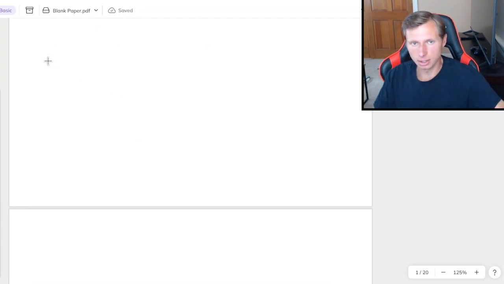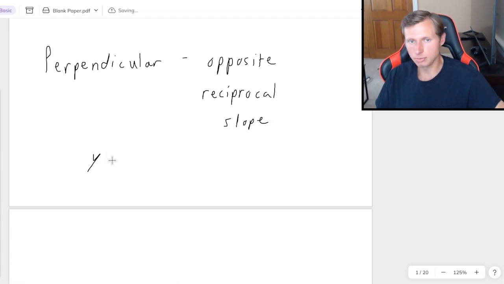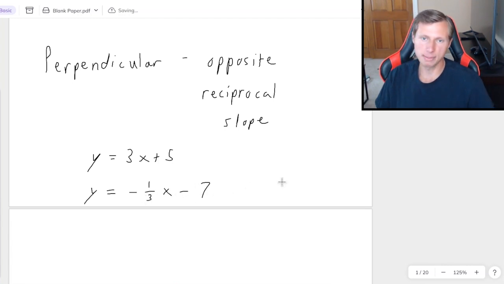Now for perpendicular. Perpendicular's a little bit harder, requires some thinking. Perpendicular means the opposite reciprocal slope. So with the same example from a minute ago, y equals 3x plus 5, if I want an opposite reciprocal slope for the second line, the slope needs to be not 3, but negative 1/3. And then I'll put minus 7 again, but really the y-intercept doesn't matter for parallel or for perpendicular lines. What is important is the slopes.